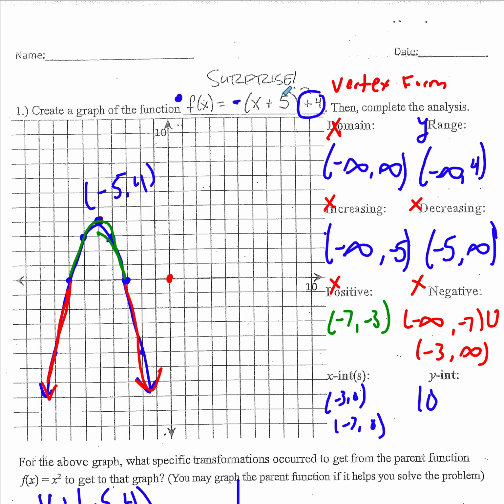Okay, so you'd get 0 plus 5. That's 5. 5 squared is 25. This makes it a negative 25. And adding 4 gives you negative 21. All right. So that's the analysis.